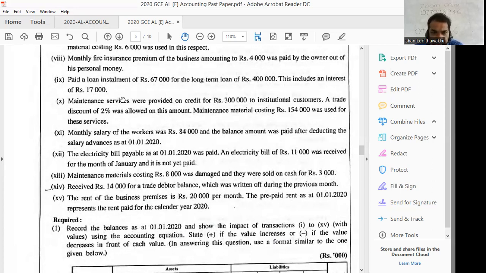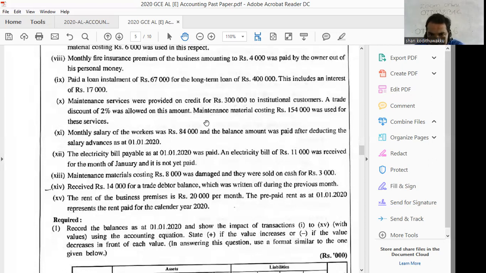A trade discount. Normally, we don't record trade discount in accounts. We put it on the face of the invoice. We don't pass a double entry for trade discount, not like cash discount. Then 2% out of 300,000 will be 6,000. Therefore, the value of the service will be the difference between 300,000 and 6,000, that is 294,000. Right. As the business has provided the service on credit, the trade receivables will increase by another 294,000, plus.